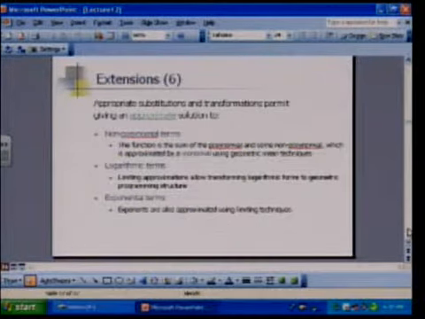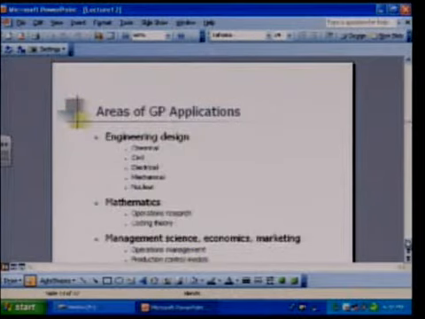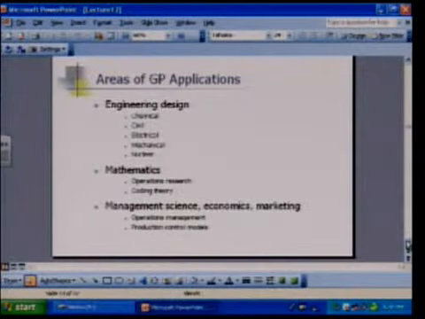So overall, I would say geometric programming is actually a very powerful optimization technique, especially in recent years. In many engineering designs and even in mathematics, like doing operations research, people cannot ignore the abundance of applications where the optimization problem is formulated as a geometric program.